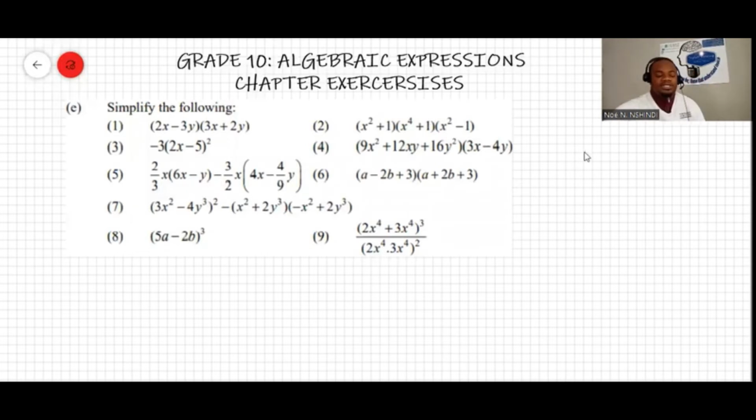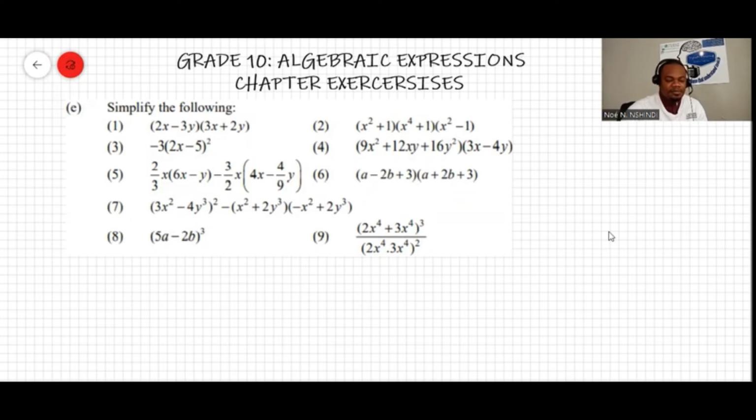Well, now the question says simplify the following. Okay, we need to simplify this. The standard form is to multiply, expanding to use the distributive law, but it's not always recommended when we have special cases. For special cases, we have formulas.